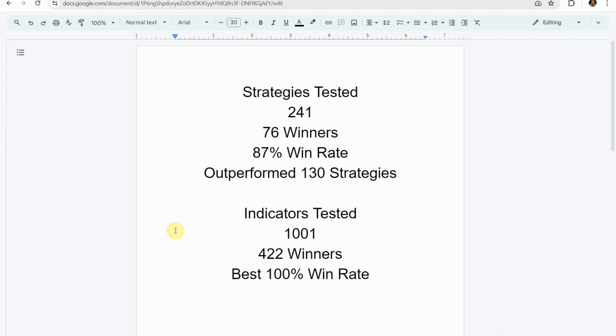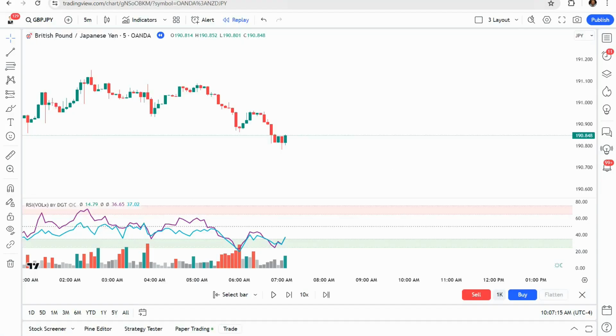Alright, like I said, today we'll be testing a 5-minute scalping strategy. Before we do though, I wanted to put the testing scoreboard up for everyone to see. So to date, we have tested a total of 241 different strategies, with 76 of them being winners. The best one so far was able to achieve an 87% win rate. That was achieved using the Academy of Forex indicator, and so far since we've been keeping track, it has outperformed 130 of the other strategies that we have put it up against, every single one so far. We've also tested a total of 1,001 indicators, with 422 of them being winners.